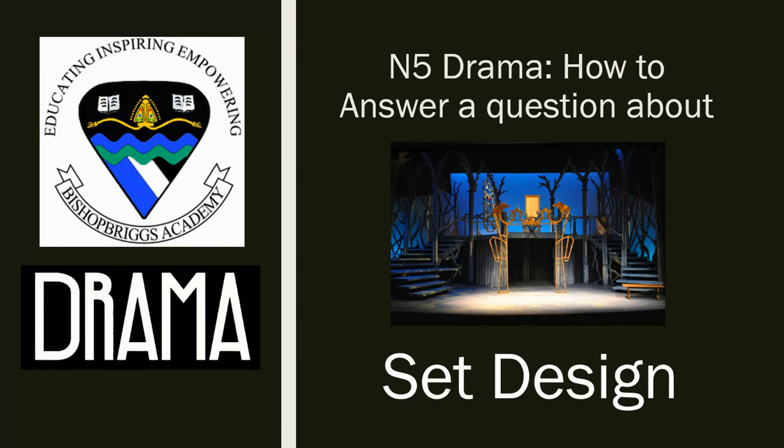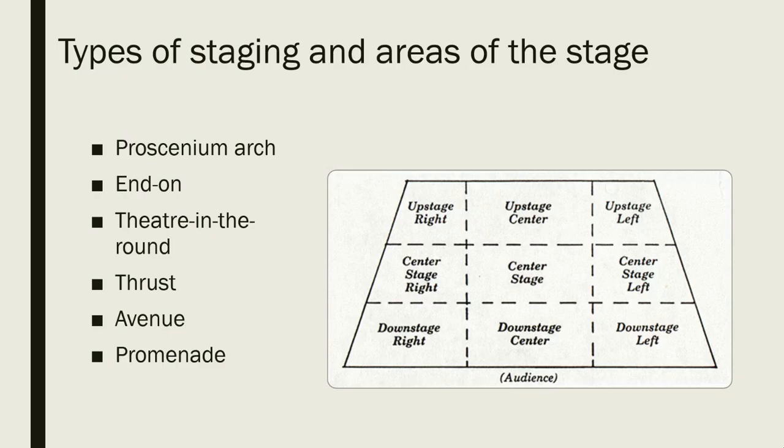Today I'm going to talk about how to approach a question about set design for the National 5 written paper. First of all, when you're thinking about your set design, you have to be aware of what kind of staging you're using to create your set. The options listed on the left here are proscenium arch, end on, theatre in the round, thrust, avenue and promenade. We will be talking about the pros and cons of each of these different types of staging in another video.